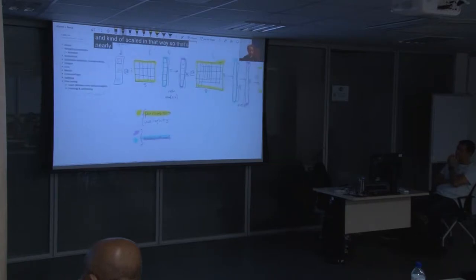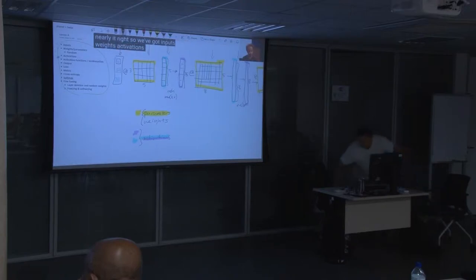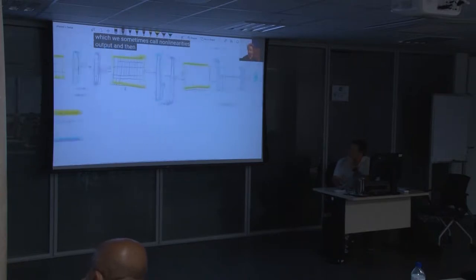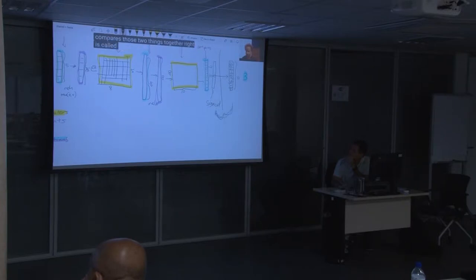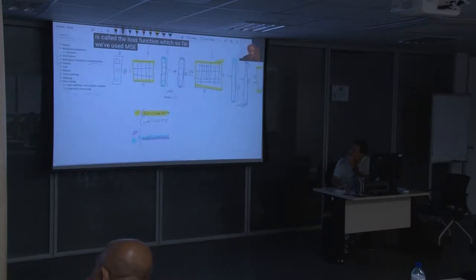So that's nearly it, right? So we've got inputs, weights, activations, activation functions, which we sometimes call nonlinearities, and outputs. And then the function that compares those two things together is called the loss function, which so far we've used MSE. And that's enough for today.